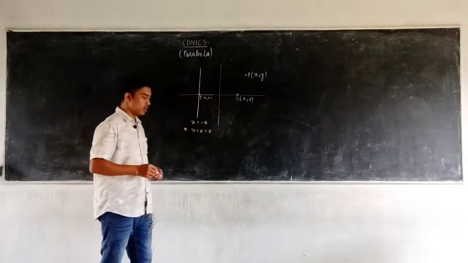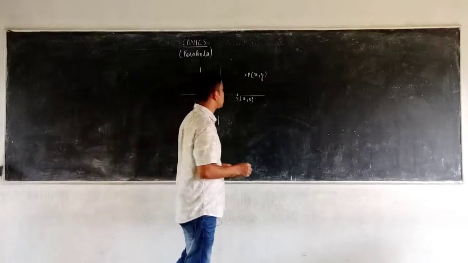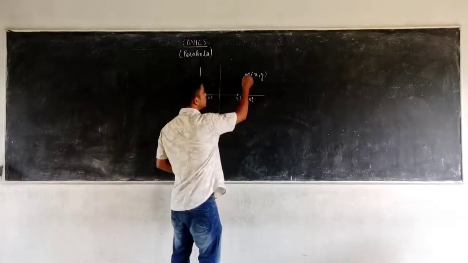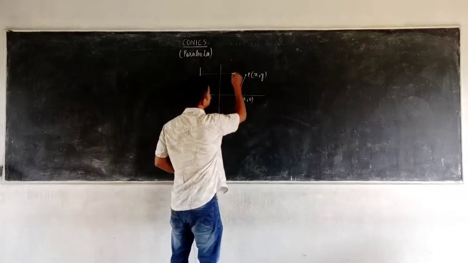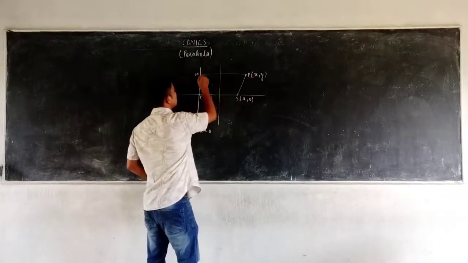So this is the straight line. Now according to the definition of parabola, what does it say? In a parabola the distance PS will always be equal to the distance PM, the perpendicular distance, okay.